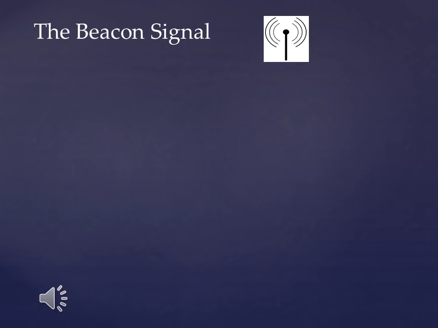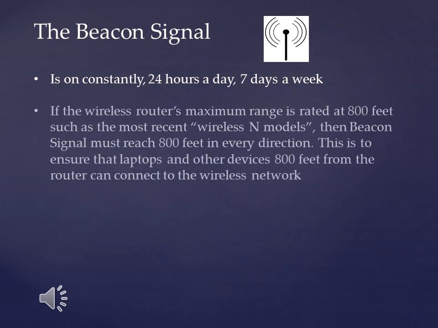The beacon signal. The beacon signal is on constantly, 24 hours a day, 7 days a week. If the wireless router's maximum range is rated at 800 feet, such as the most recent wireless N models or the wireless N transmitters that are being installed in schools, then the beacon signal must reach 800 feet in every direction in order to conform to the specs of the standard. This is to ensure that laptops and other devices 800 feet from the router can connect to the wireless network.